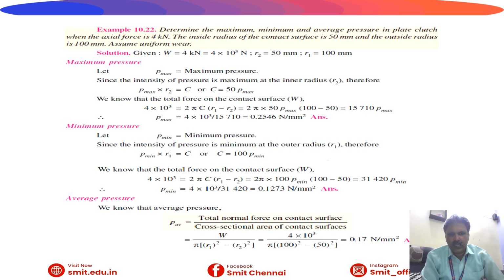Minimum pressure. For minimum pressure, again you have to use R1. The radius should be taken interchangeably, because for P max you take R2, since maximum pressure will be accommodated at R2. So here P minimum into R1 equal to constant C. So we will get the relationship 100 P minimum. Then you have to use the formula and substitute C in that formula. Then you will get P minimum equal to 0.1273 Newton per mm square. Then average pressure, already we have discussed the formula: W by pi into R1 square minus R2 square, which gives 0.17 Newton per mm square.